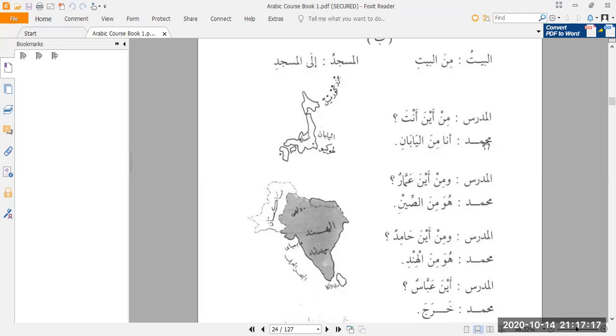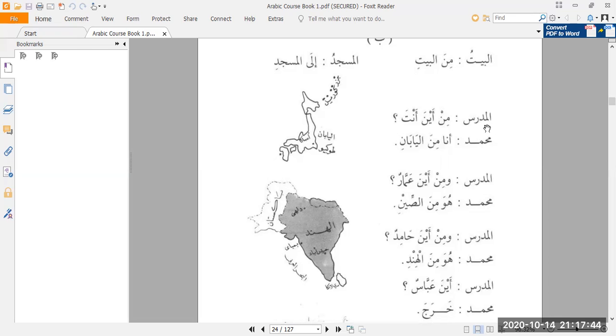He switches the class to being a conversation between a teacher and a student. Al-mudarrisu means the teacher. So the teacher says, Min aina anta? Where are you from? Meaning he's speaking to one singular male and he asks him, where are you from? Now, this is how we pick up from speech. We learn the ability to speak. The person the teacher is speaking to, his name is Muhammad.